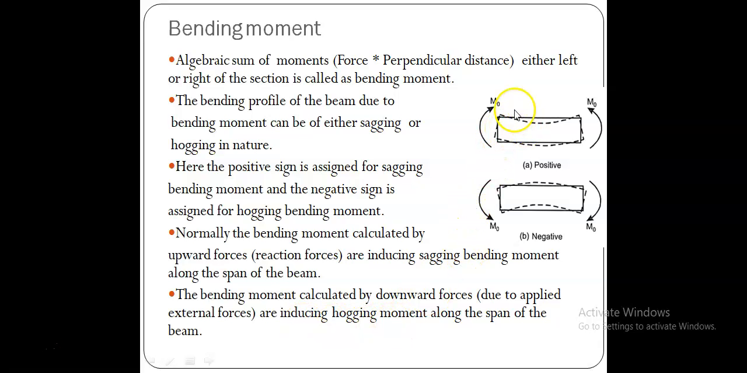So in order to calculate the bending moment at this section, first the moment produced by the reaction force is called sagging, and the moment produced by the applied downward forces is called hogging moment. By combining these two, the net bending moment at this section can be calculated. Like that, we find the bending moment at every section of the beam. This is the sign convention that we follow in the calculation of the bending moment.